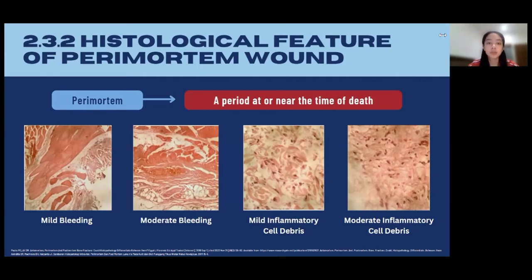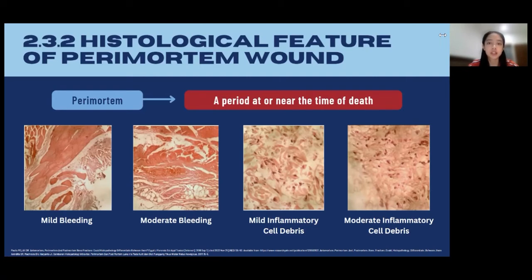Other sources also mention that a wound is defined as a perimortem wound if the injury happens when the victim's brain is already dead, which causes a decrease of blood supply to the tissue, but before postmortem changes appear. Unfortunately, a more specific discussion regarding the perimortem time limit and also perimortem wound features is still unclear.